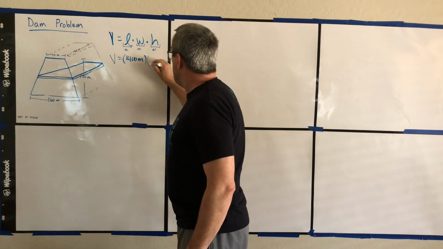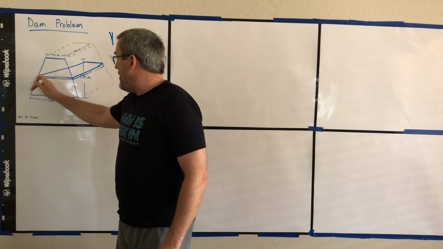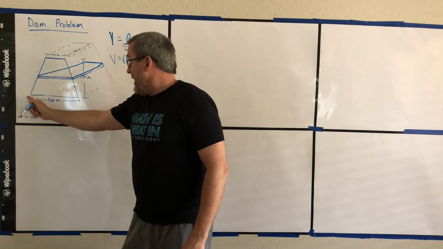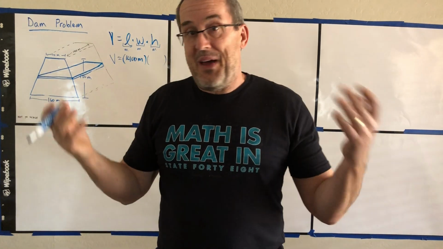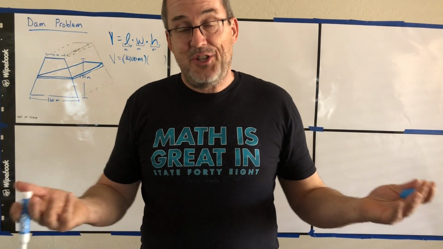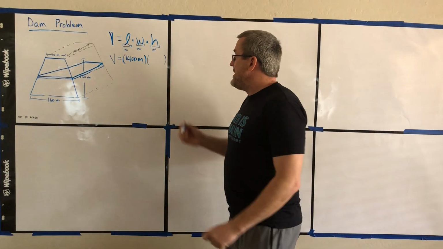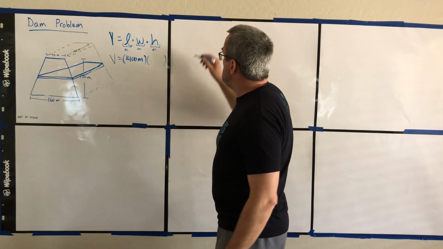Now what about the width? The width of a slab is not always the same. The width is this dimension here. At the bottom, 160. At the top, 10. But that width is always changing depending on where I am inside of this dam. And so we need to have some way of acknowledging how that width changes.